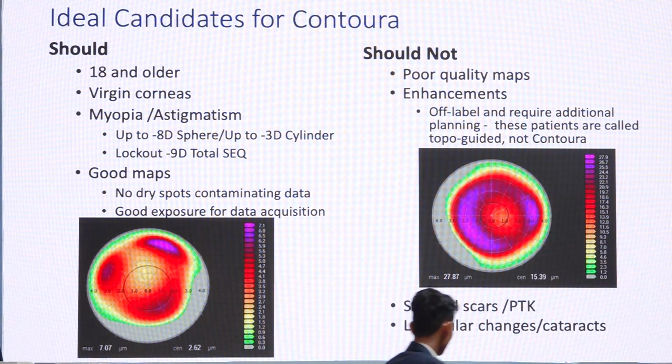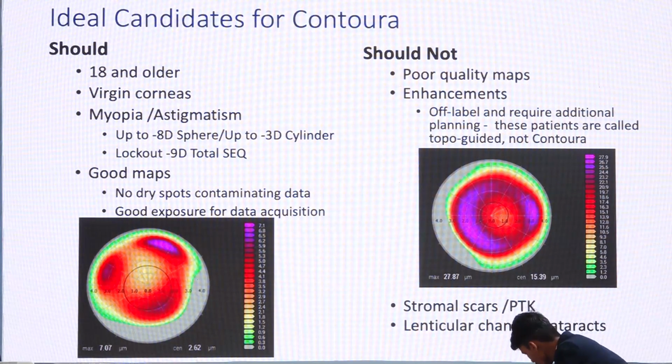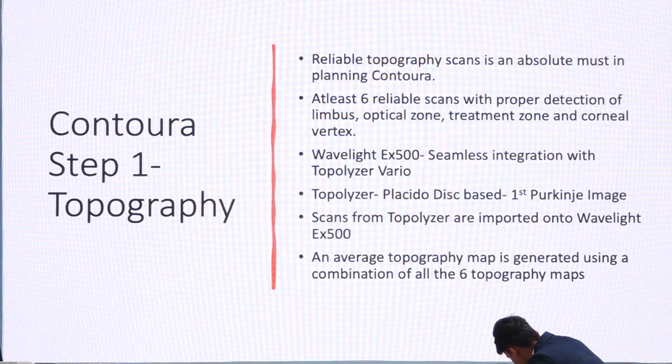So if you don't have great topography maps, you will not be able to do a good Contoura treatment. So there should be no dry spots, and there should be no data losses. There should be proper exposure. And you should not do Contoura if you don't have good maps, if you are trying to do enhancements, or you're doing stromal scars or PTK, or if there are significant lenticular changes or early cataract, because you'll end up making a mess of it.